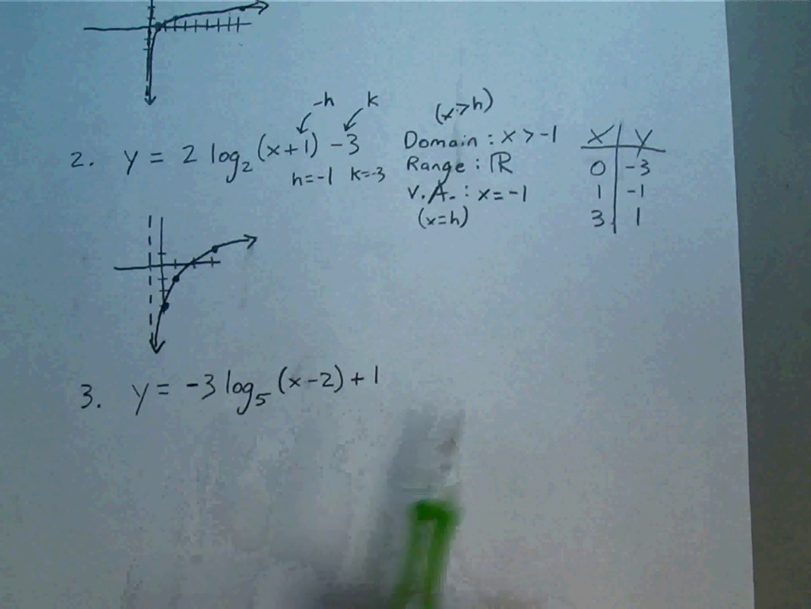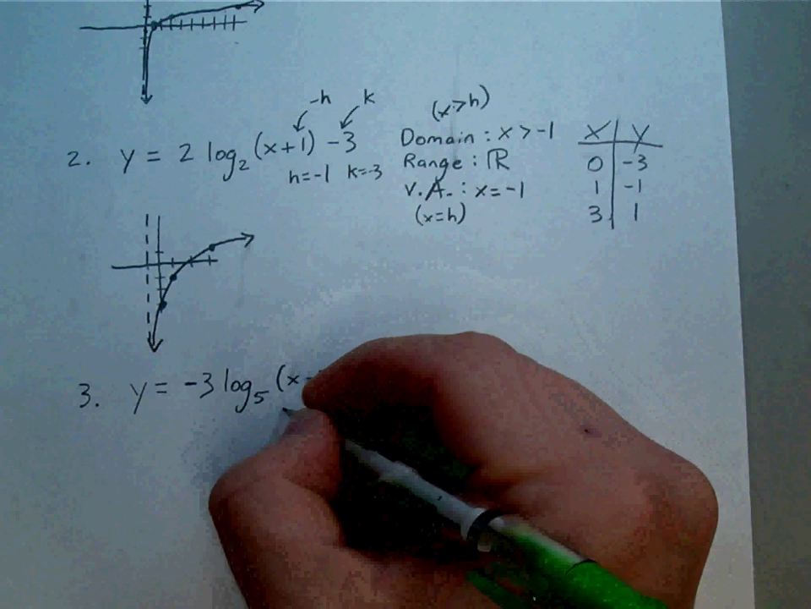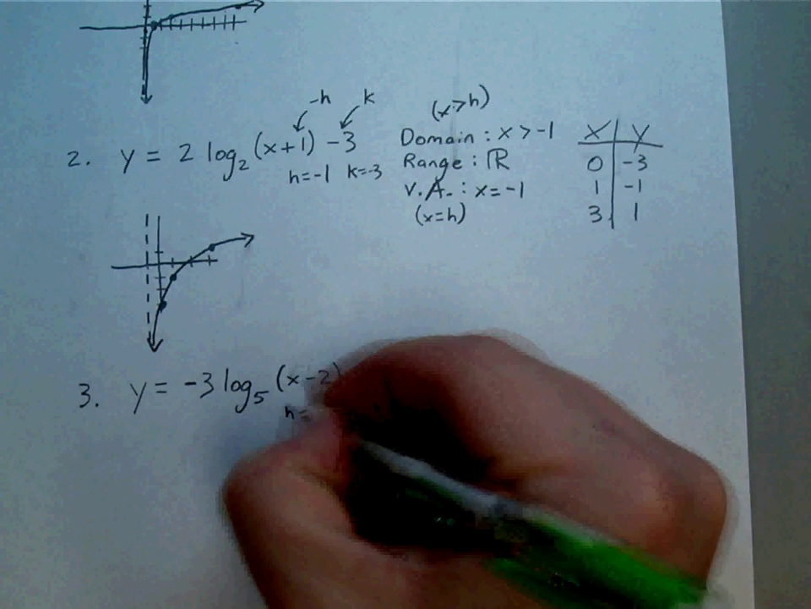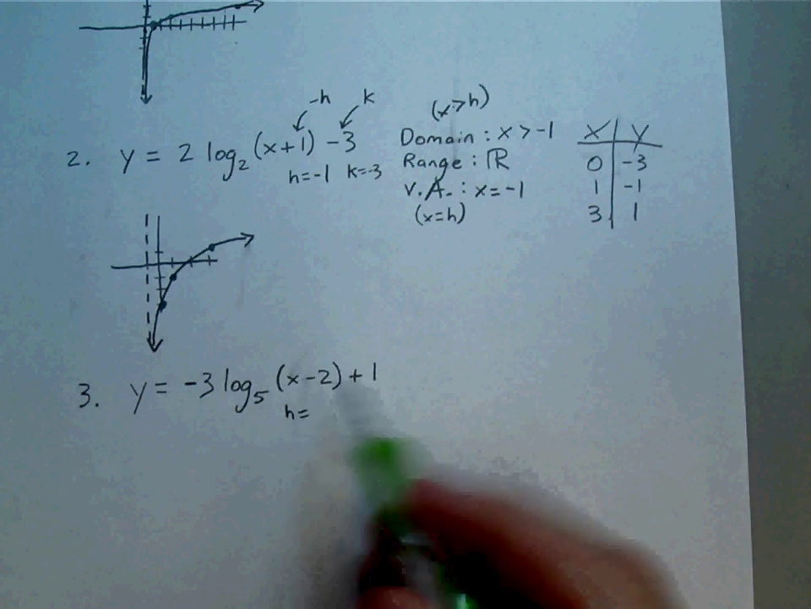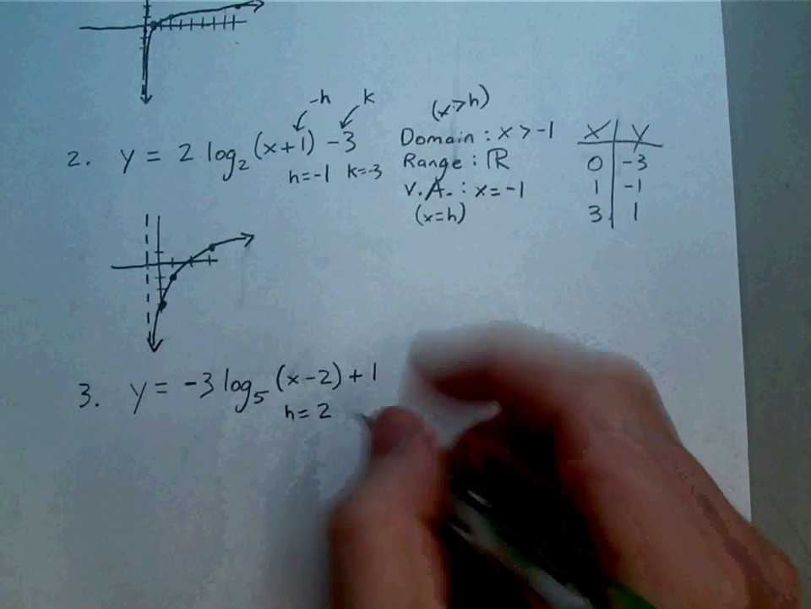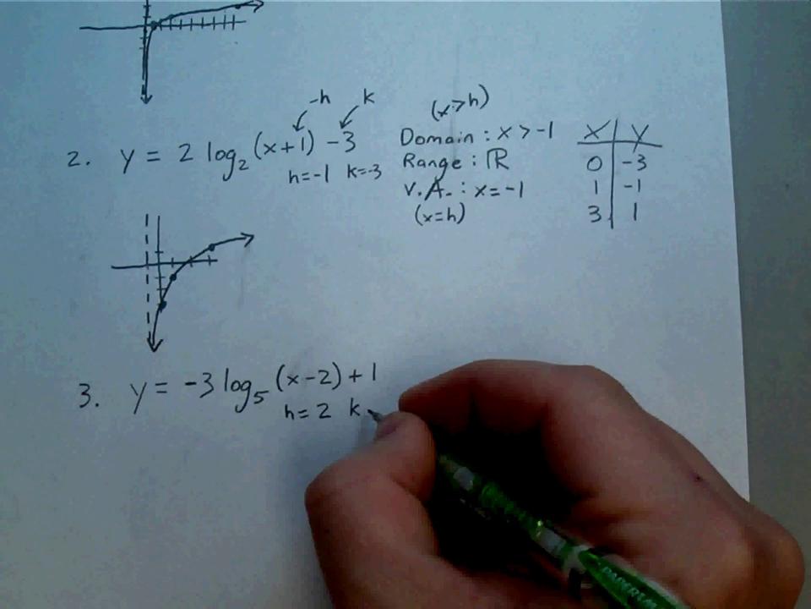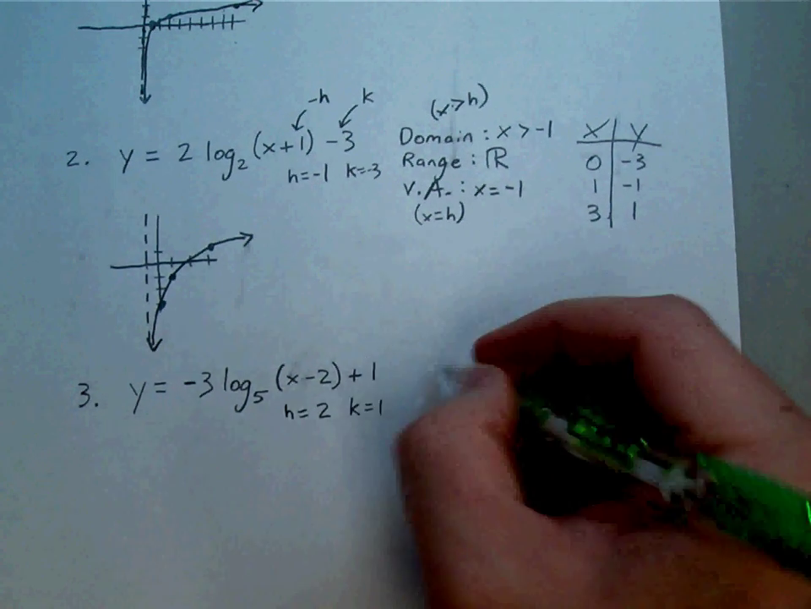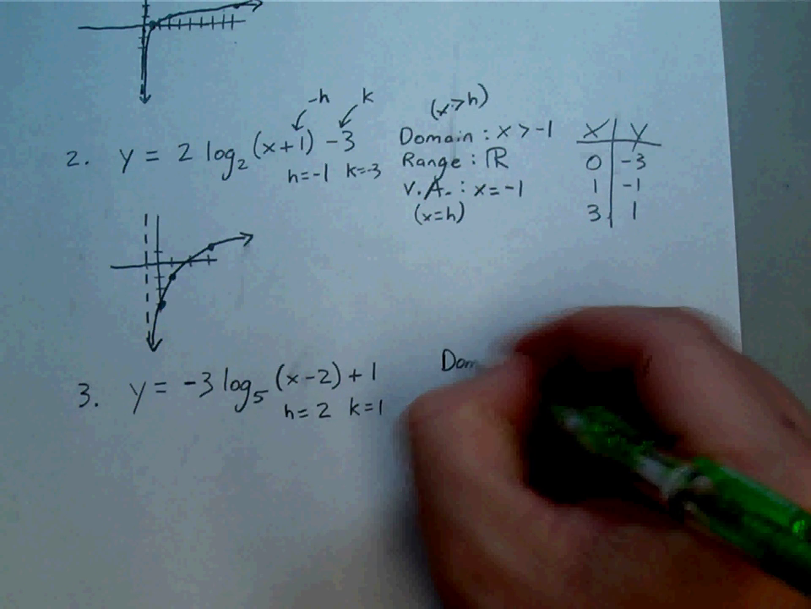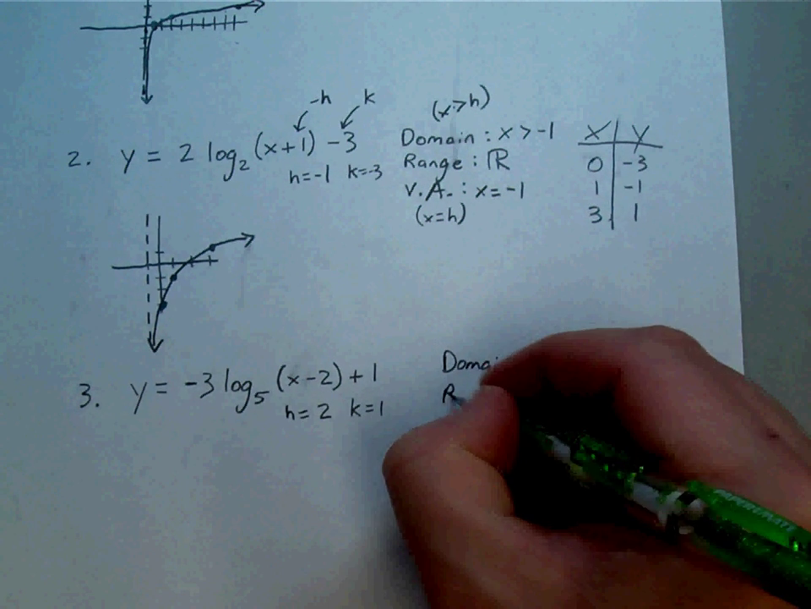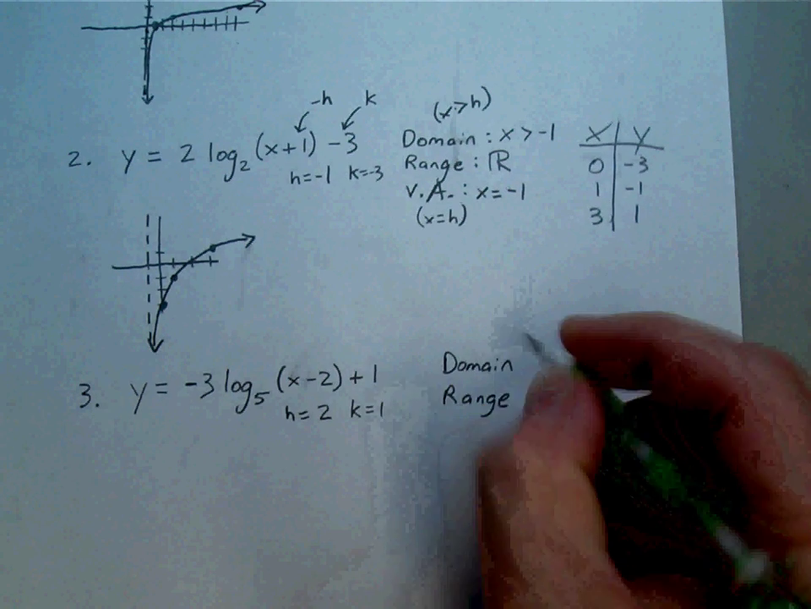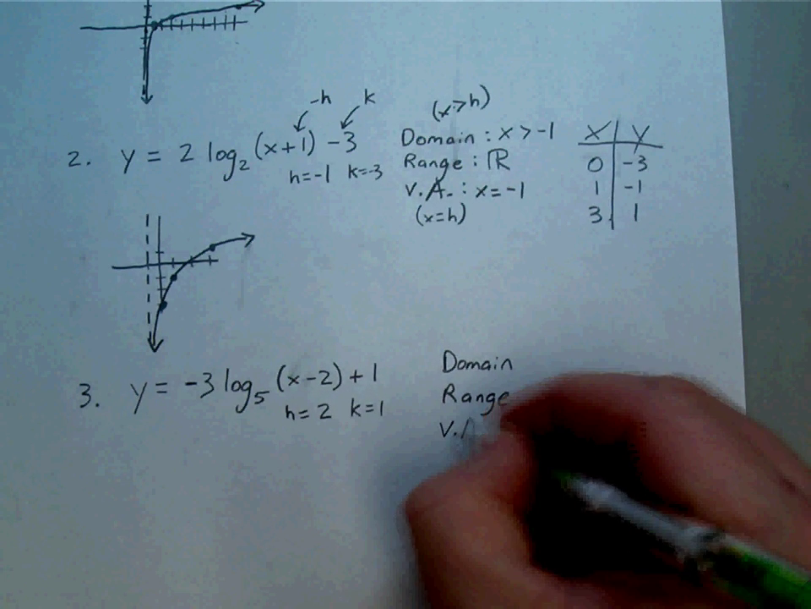But let's identify the h and the k. The h in this problem, you look in the parentheses, it says -2, so we switch signs, so it's a +2. The k value is that last one, +1. I don't really care about the k value. Without even plugging this in the calculator, I can give the domain, the range, and the vertical asymptote based on the rules we talked about in the last problem.